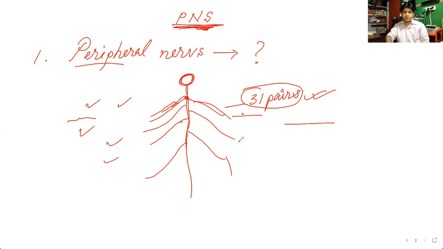And again, the peripheral nervous system also controls the voluntary actions. Voluntary actions means the actions which can be controlled by our will. For example, you want to walk. Then your feet should move. To move the feet, the peripheral nerves are required, because peripheral nerves make the muscles of the legs contract or relax. And as a result of this contraction and relaxation of the muscles, the bones of the legs move, due to which we can walk.